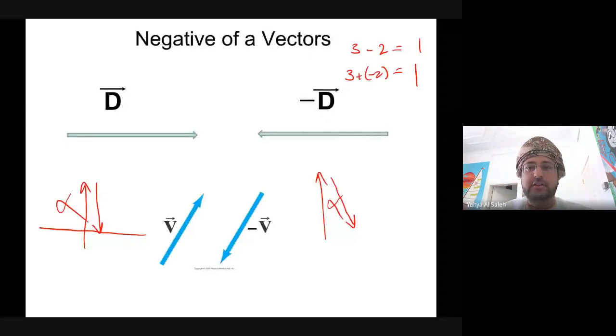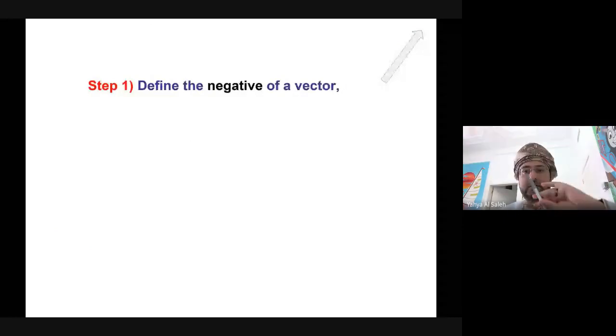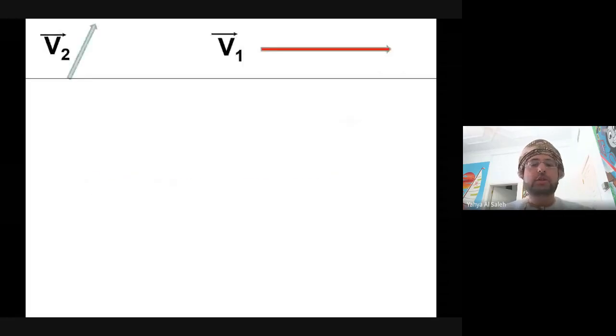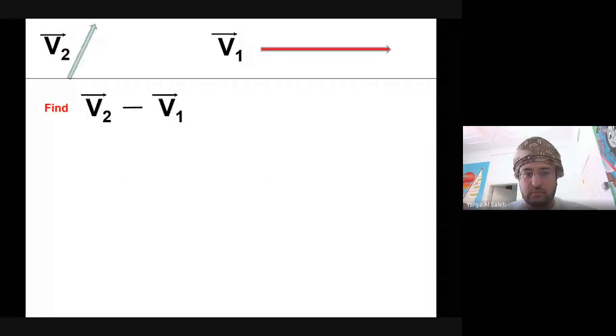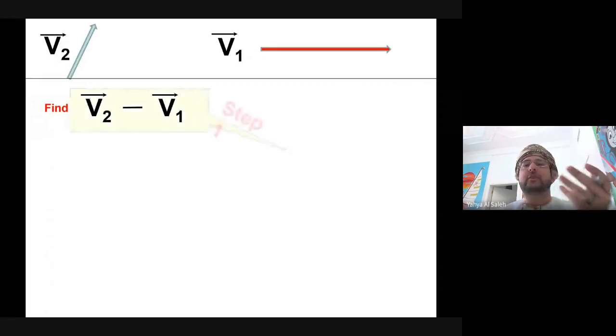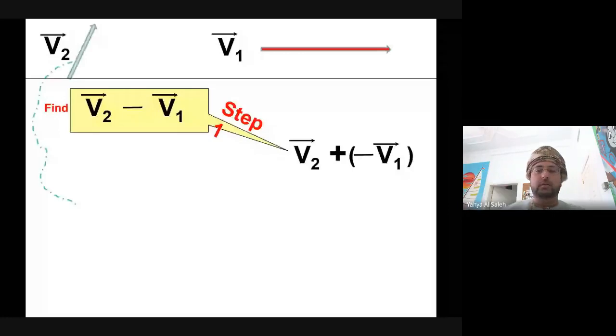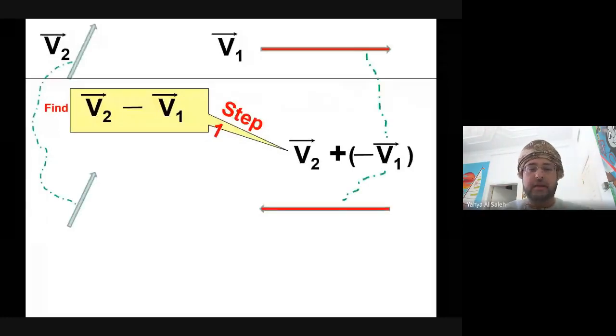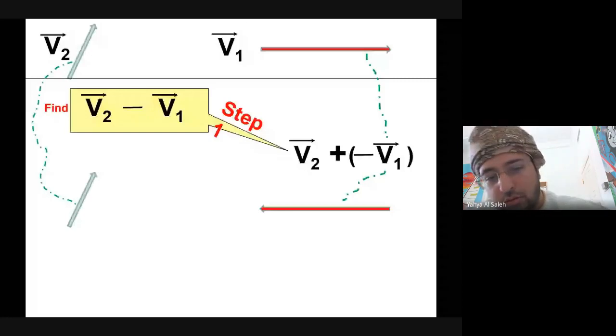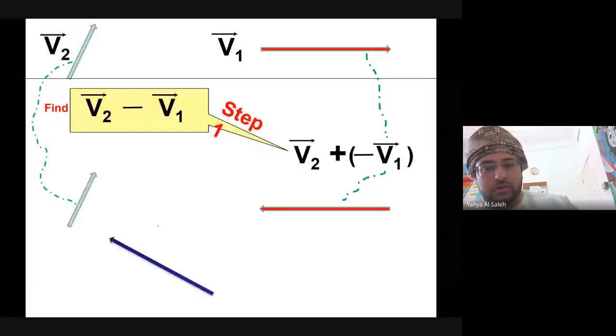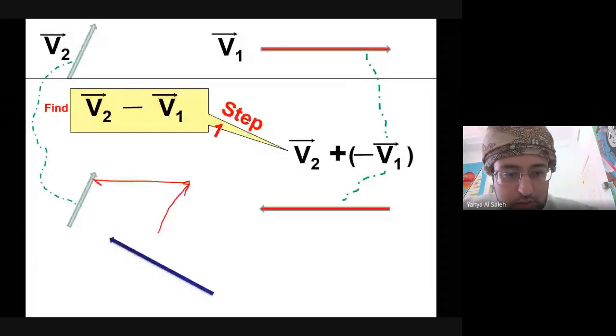First we define the negative of a vector, we flip it, and then we add the negative vector. Let's try. We want to do V2 minus V1. What do I do? First, what is minus V1? The opposite side: V1 flipped, and V2 stays as it is. Now I add them. This is V2, this is minus V1. So the result is in this direction.